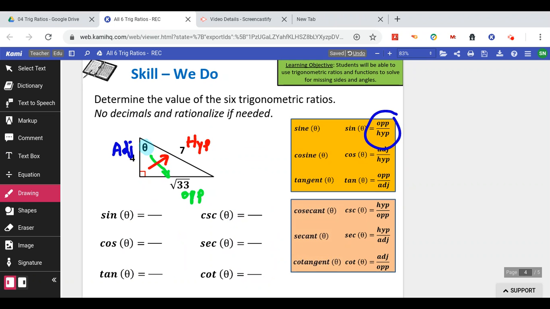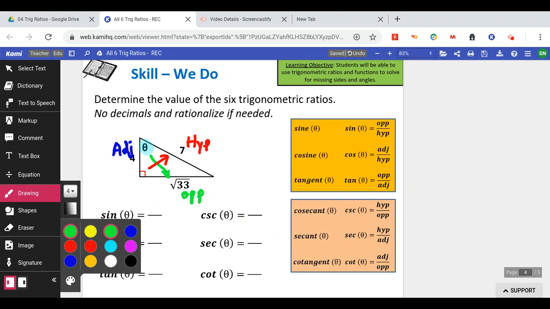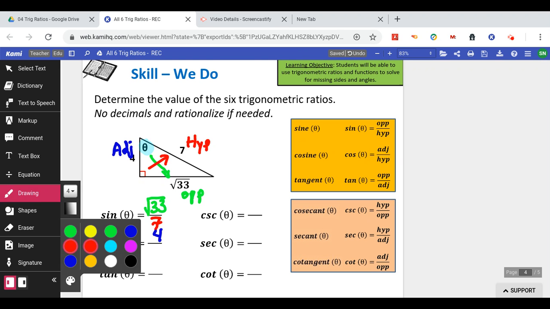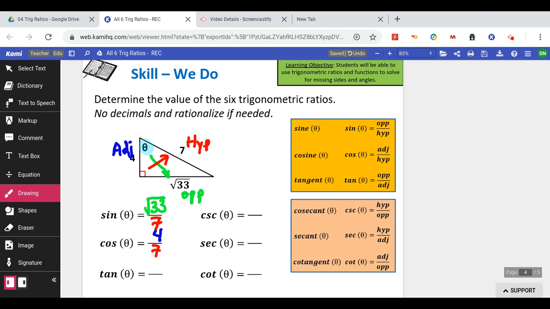Okay, so let's start with sine. Sine is opposite over hypotenuse. So opposite being the square root of 33, so we're going to write square root of 33, and hypotenuse being 7. The next one is cosine. Cosine is adjacent over hypotenuse. So let's start with the adjacent, which is 4, and the hypotenuse, which is 7.